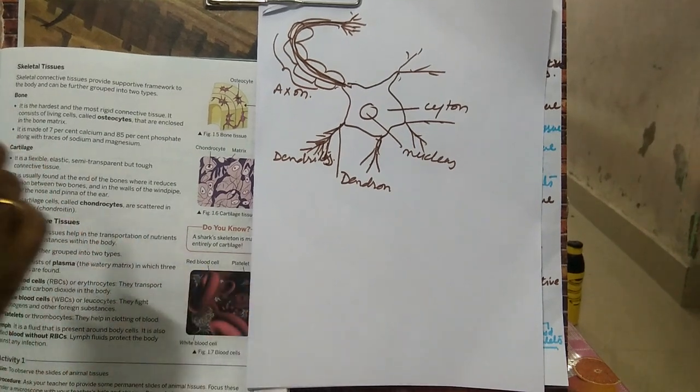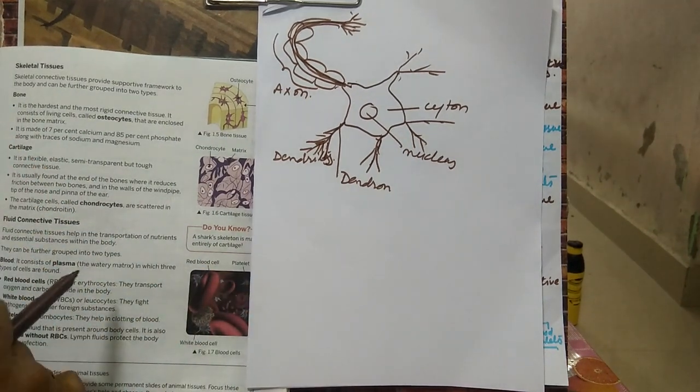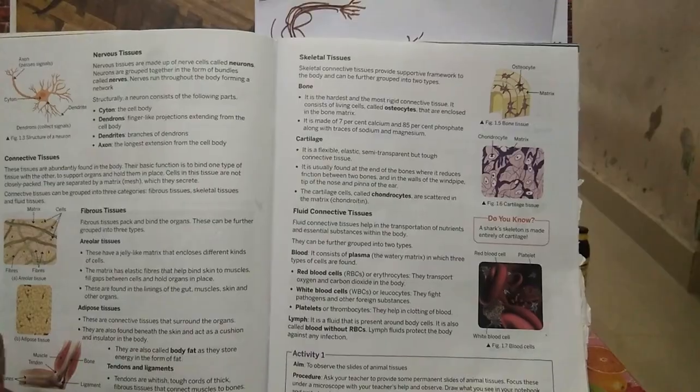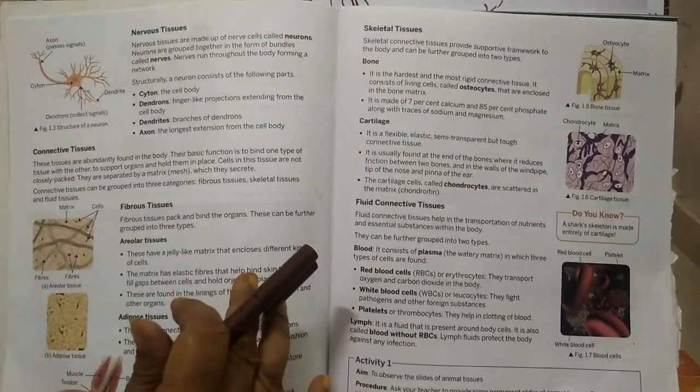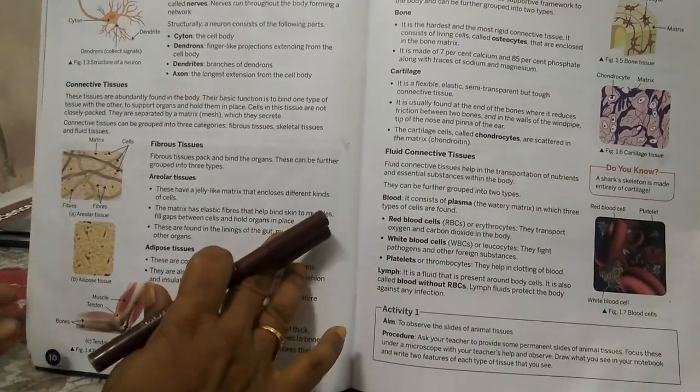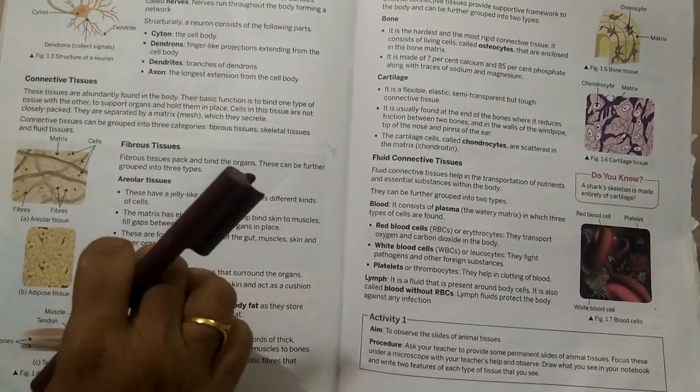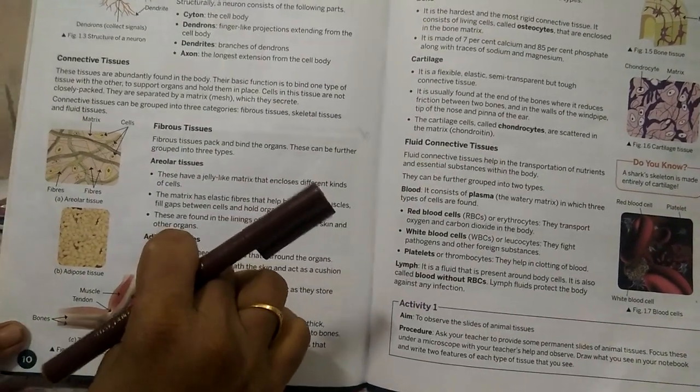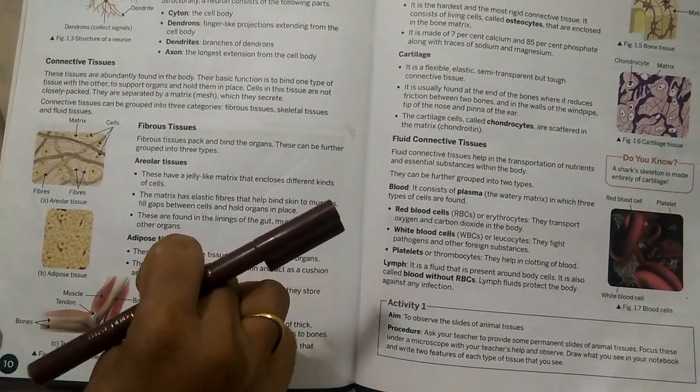Now we will be looking at the connective tissue, the 4th type of animal tissue. This connective tissue has many types. Connective tissue is abundantly found in the body. Their basic function is to bind one type of tissue with another, and this is also known as the binding tissue. It supports the organs, holding them, and this tissue is not closely packed. The cells are very loosely packed, and the matrix or mesh present in the cytoplasmic content is very loose.